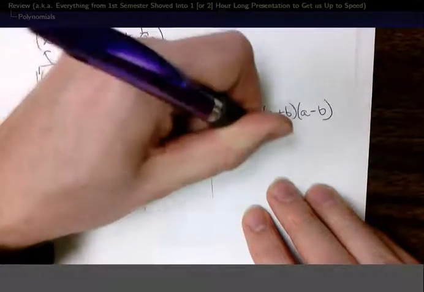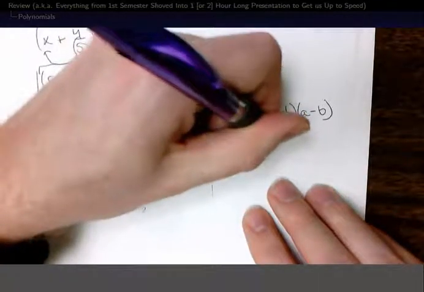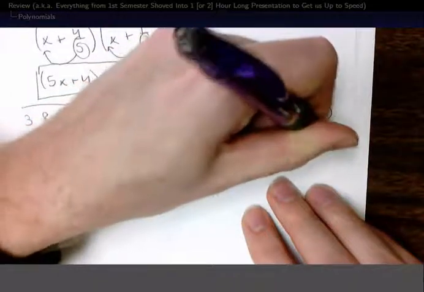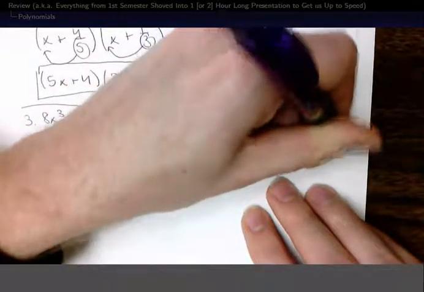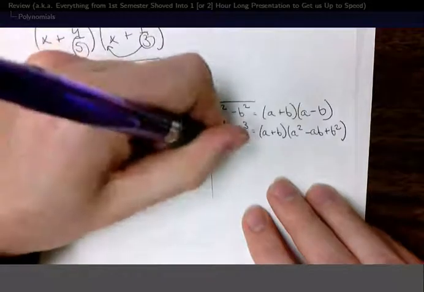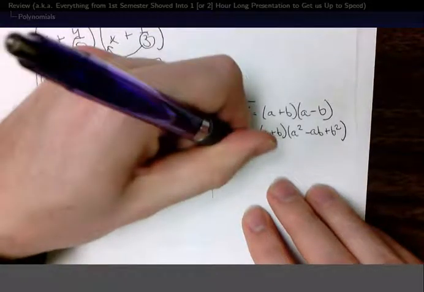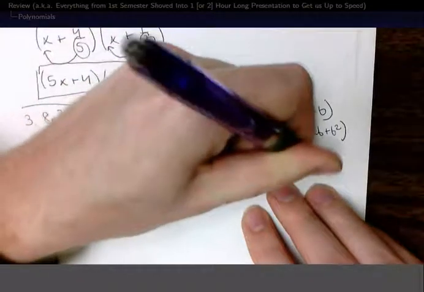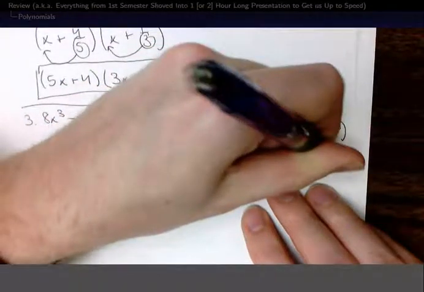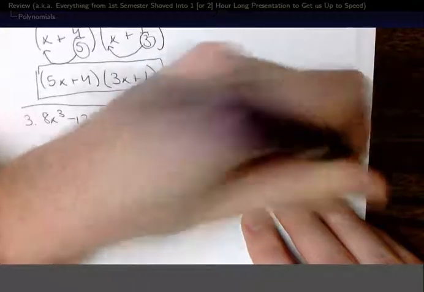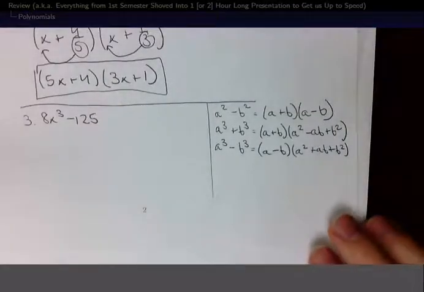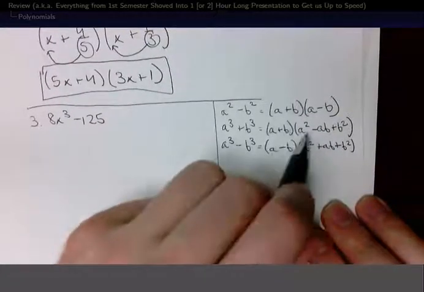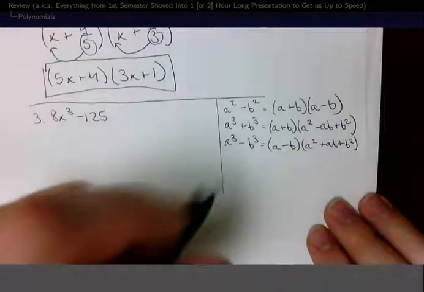If I have a to the third plus b to the third, I can factor that as a plus b times a squared minus ab plus b squared. And then similarly, if I have a to the third minus b to the third, that's going to be a minus b times a squared plus ab plus b squared. So here all the variables are the same. The only thing that's changing is the sign.